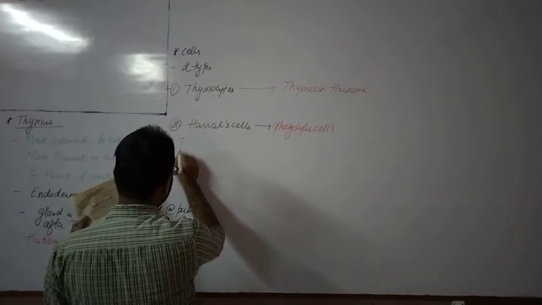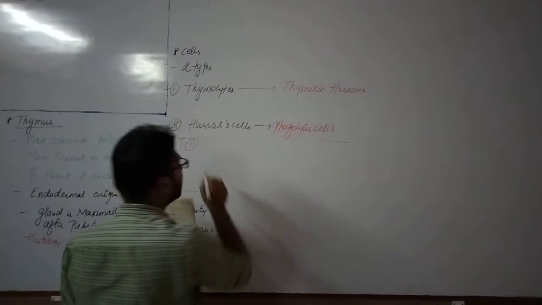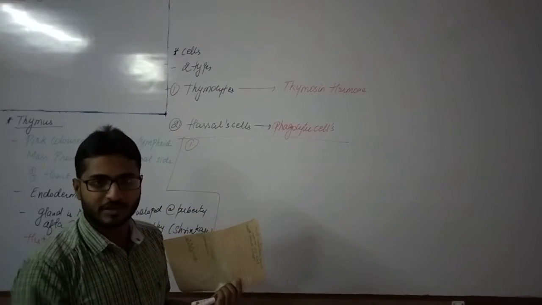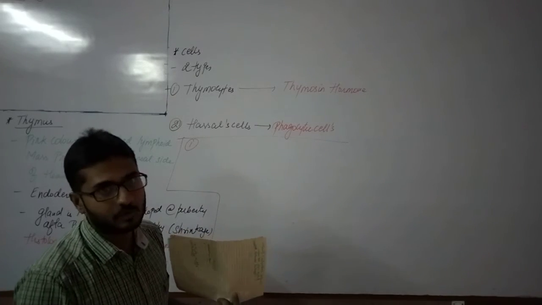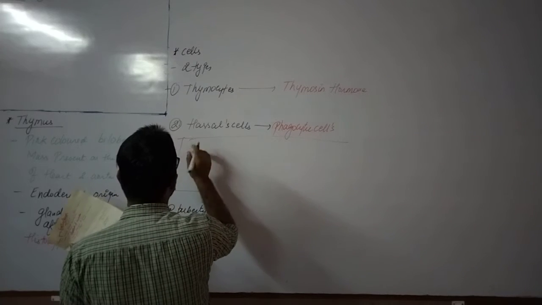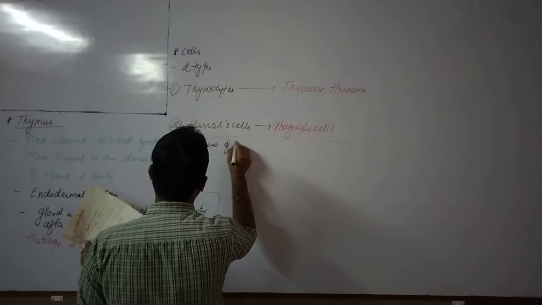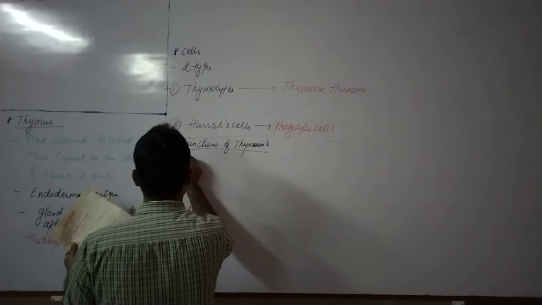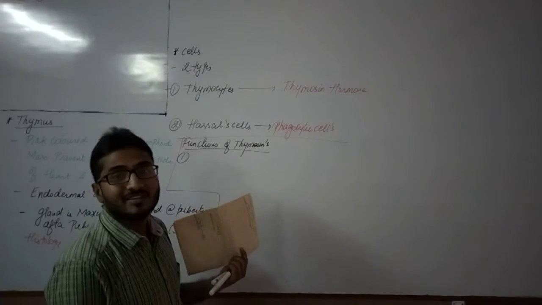Now what are the functions of these thymosins? As we discussed earlier, this gland plays an important role in providing immunity. So the thymosin role is also to provide immunity of two types: cell mediated immunity as well as humoral immunity, right? So functions of thymosins, let me label it first. Functions of thymosins: it helps in the specialization or the maturation of the T cells.